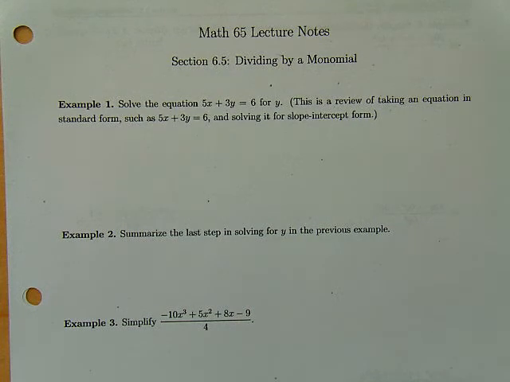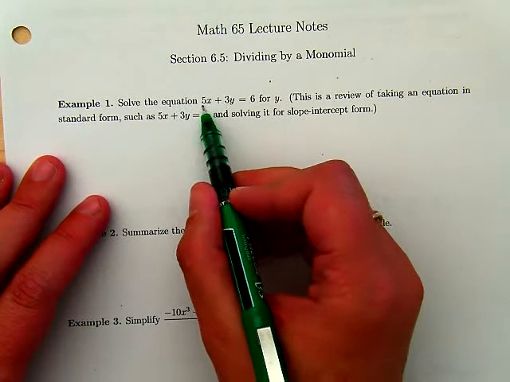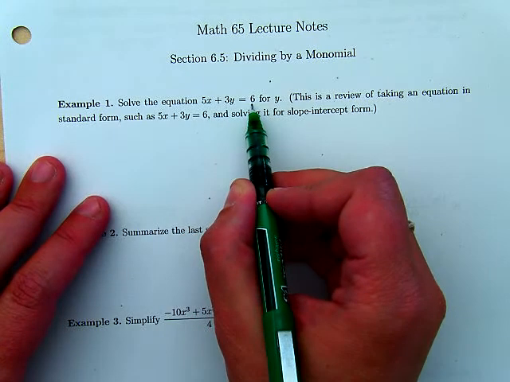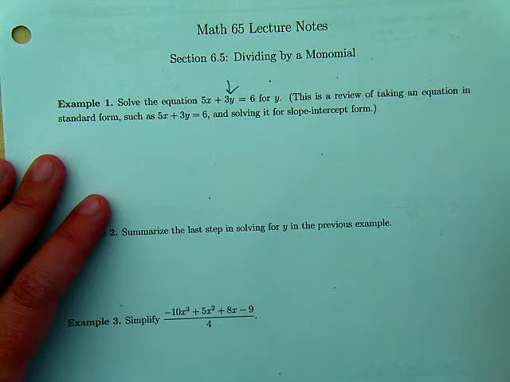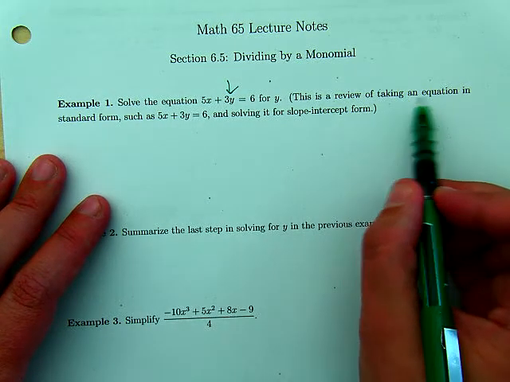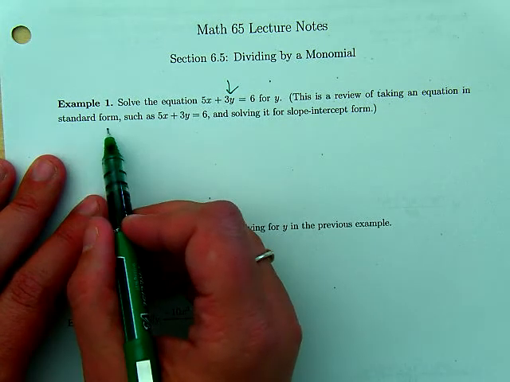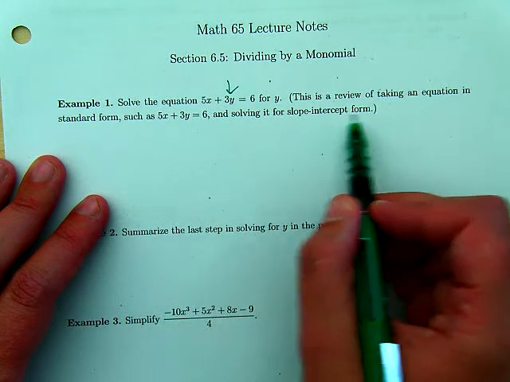Okay, 6.5, dividing by a monomial. So if we were to solve the equation 5x plus 3y equals 6 for y, meaning we want to isolate y, note this is a review of taking an equation from standard form into slope-intercept form.